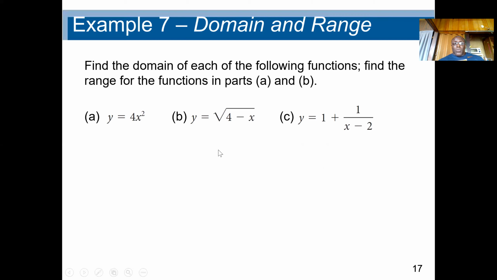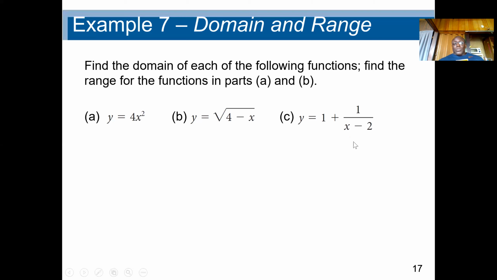So here we have y equal to 4x squared. The domain of this function will be any real number, because any number I use for x, I will always get y. But in B, the domain will be any value that will not make the value under the square root negative, because the square root of a negative value does not exist. So here we can say that the domain should be any value that is less than or equal to 4. Or we can say that x should not be greater than 4.